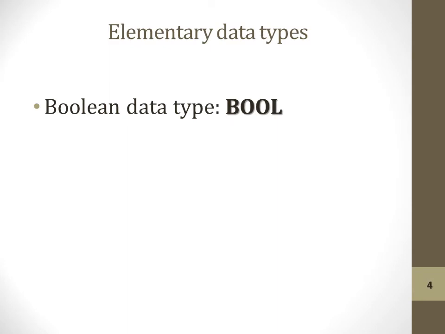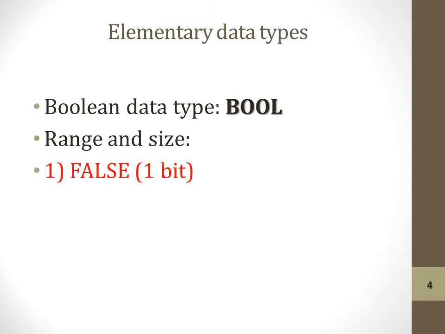If we need to program some Boolean information, we use the data type that we call bool. As we see, we have two states for a variable in this data type. It can be in two states, false or true, and the size of this information is 1 bit. In other words, this data type takes two values, false and true, in 1 bit.